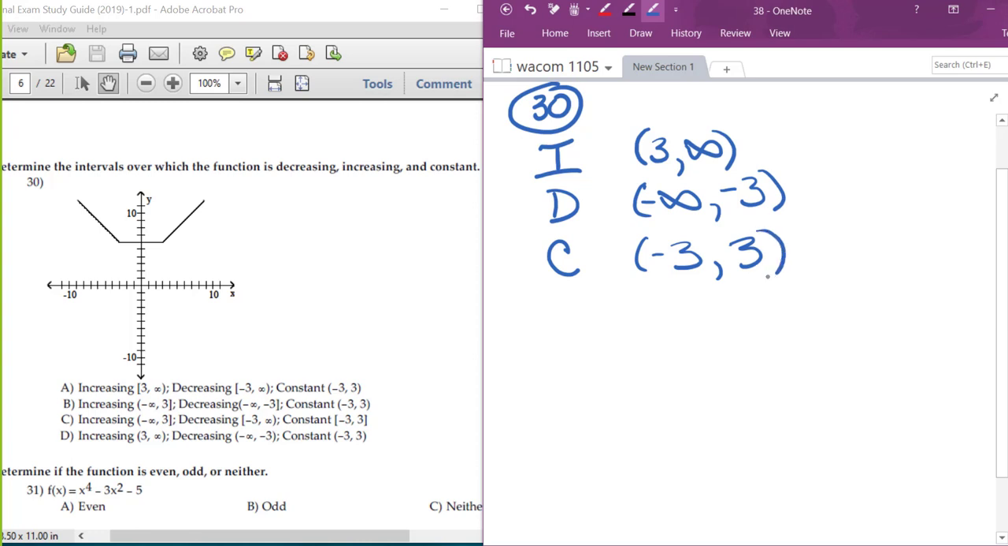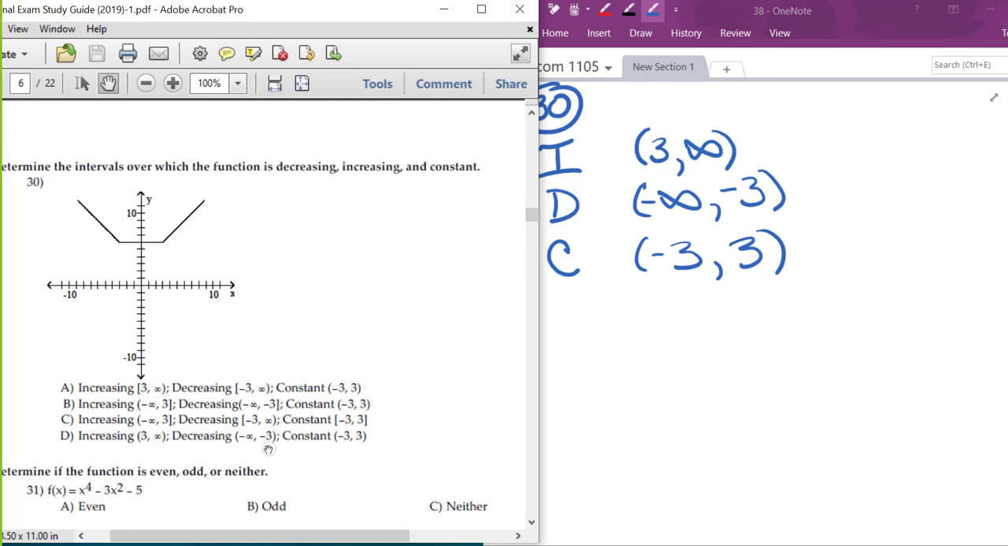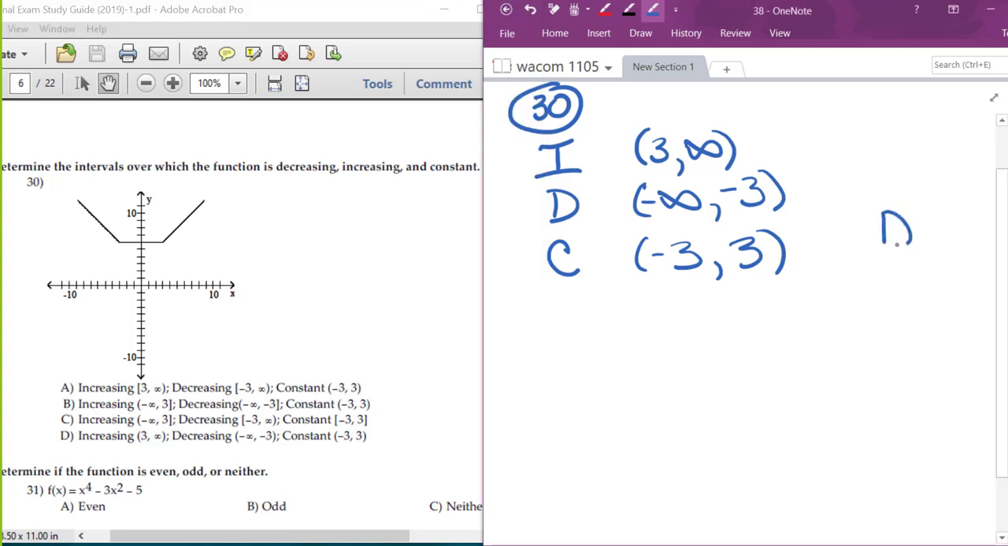All right, so increasing 3 to infinity, this is the only choice that's going to work. Those have brackets. They should not have brackets. Decreasing, negative infinity to negative 3, and constant, negative 3 to 3. So your choice is D. So not a hard thing. It's just been a long time since we did any like that.